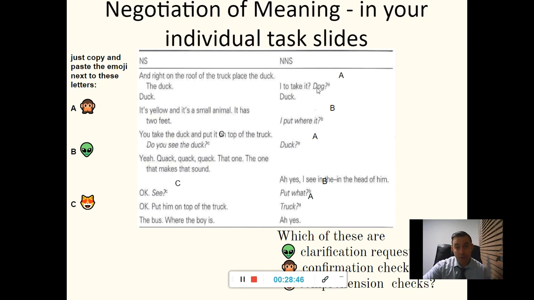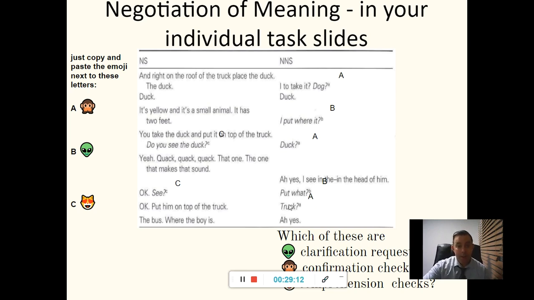I take it, right? A dog? That's what you said, right? Or down here, duck is what you said, right? Or down here, put what? Put what? No, sorry, that should be a little bit lower. At the truck. Truck. That is a confirmation check. Did you say truck? Okay.